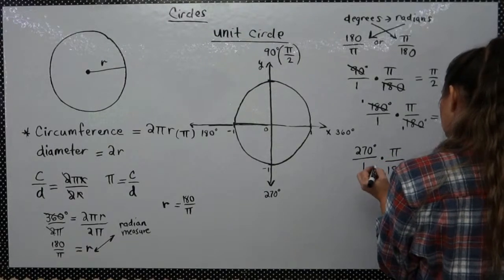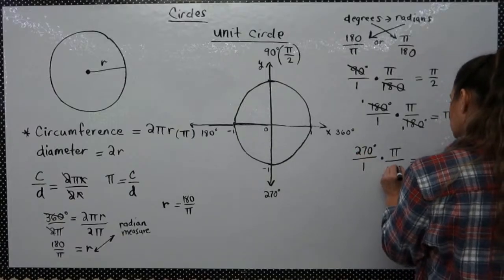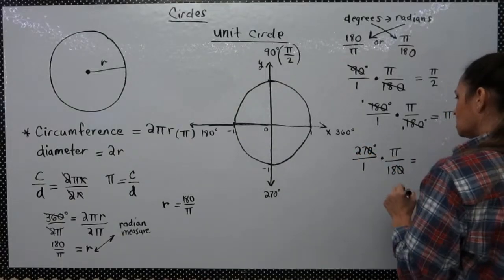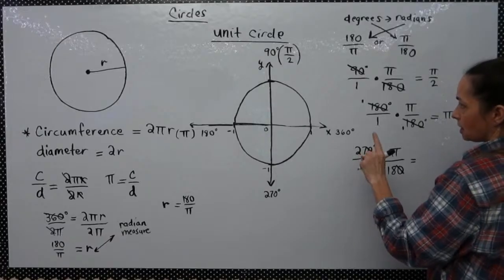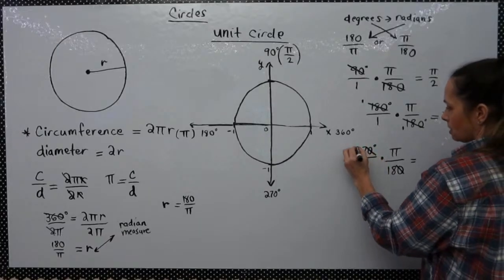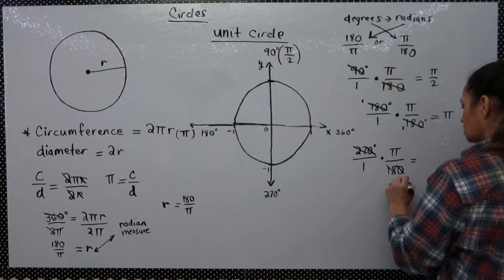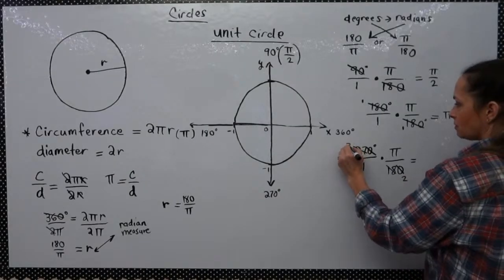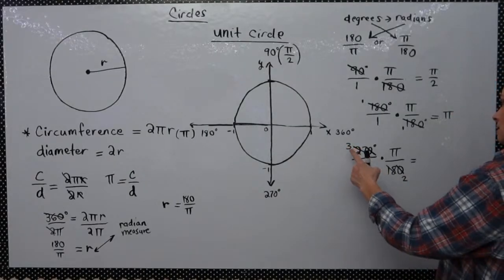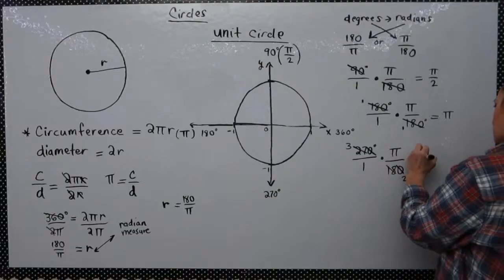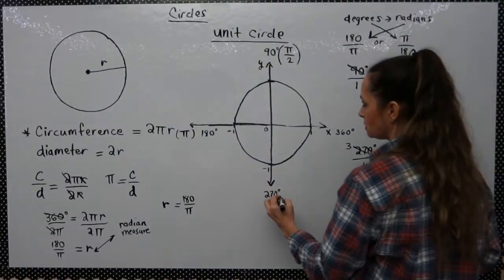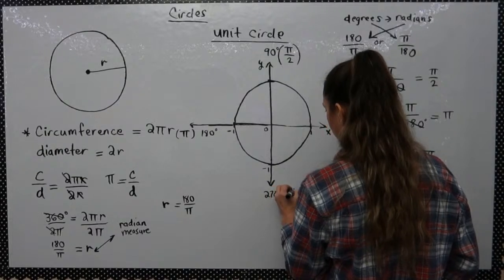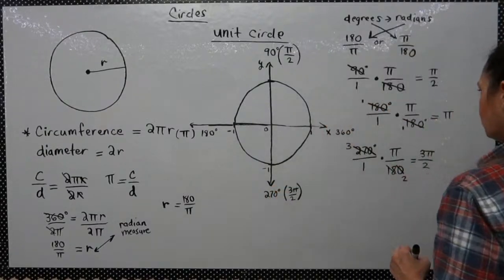And then I got to figure out how many times, let's see, the zeros cancel, and then they're both divisible by 9. 27 is 9 times 3, and 18 is 9 times 2. So you end up with a 2 and a 3 there. And then so that's 3 pi over 2. And so 270 is otherwise known as 3 pi over 2 radians.